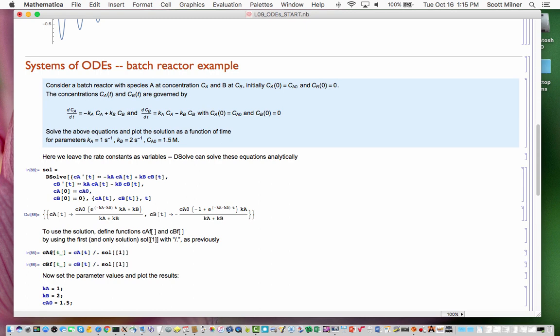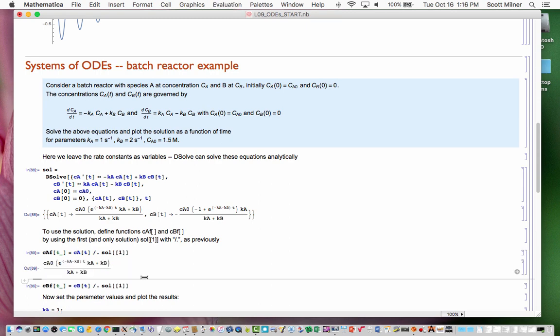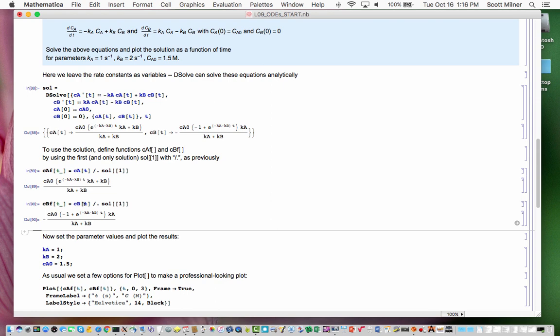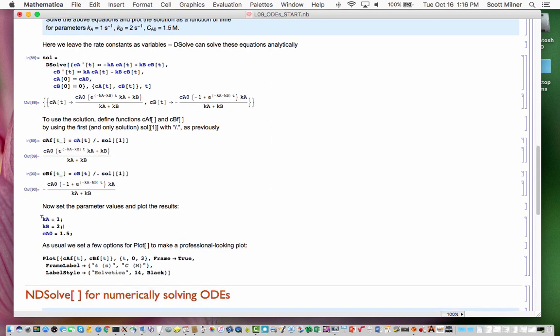It's generally good not to overuse names, so I'm trying to avoid saying CA of t equals CA of t substituted by the solution. I just give the thing a slightly different name. And so when I do that, I've defined two new functions, and as yet I haven't said what Ka and Kb are, or Ca0. So if I want to use these functions to plot them, then I can set those parameters now, and here I've done that in just 3 lines, which I've separated by semicolons.